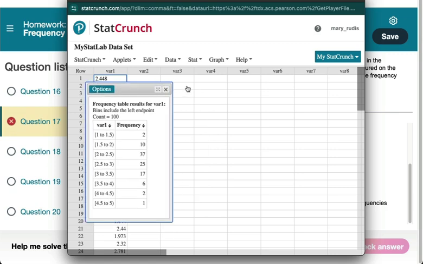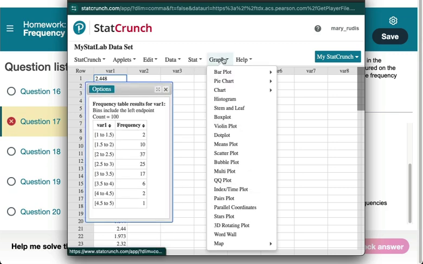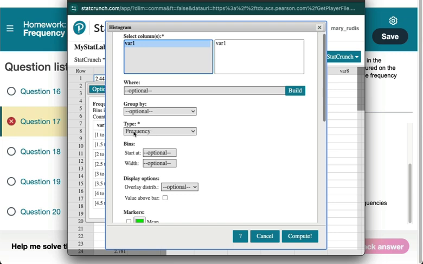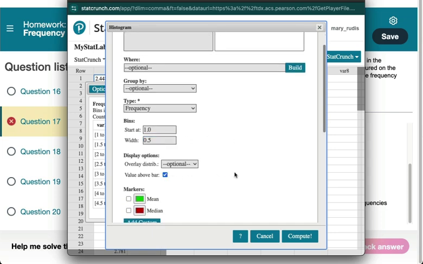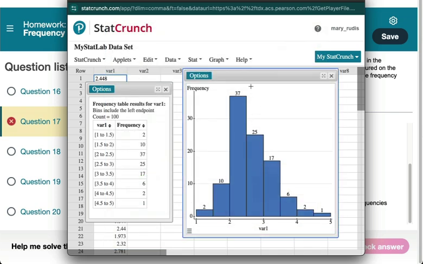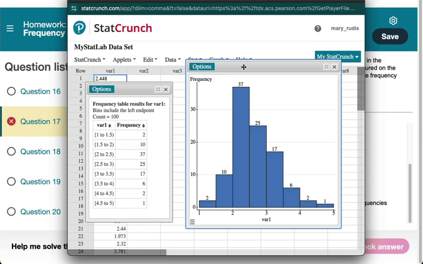But in addition to that, I want to make a histogram. So I'm going to go to the graph menu and I'm going to choose histogram. And it's very similar to a frequency table, but we're going to actually see columns for each of our frequencies. So our bins are going to start at 1.0 and then a bin width of 0.5. And I want to look at the value above each bar as well. So let's hit compute. Okay. This just gives us a little better picture.